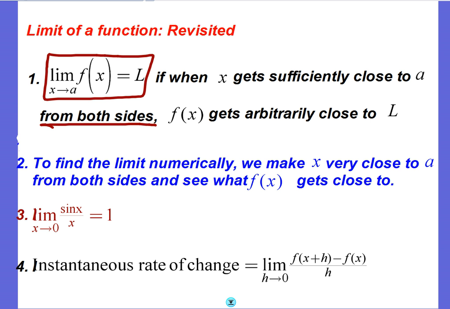The second takeaway from the last class is that to find the limit numerically, you have to make x very, very close to a from both sides, always from both sides. And you have to see if f of x gets close to some value from both sides as well.